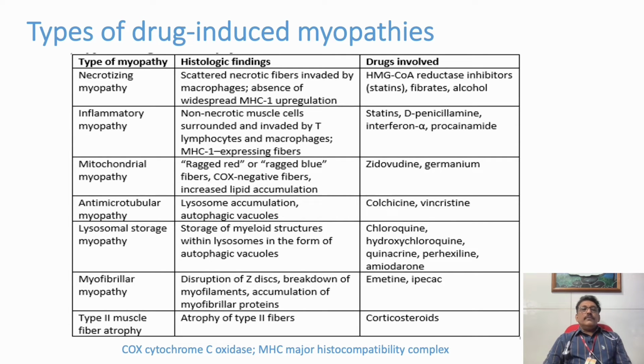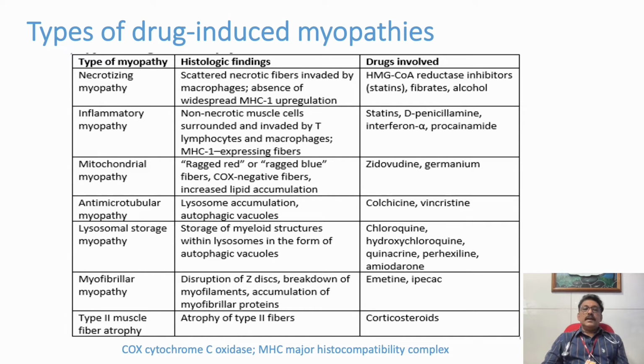Now there are a lot of drugs that can produce polymyositis. In that, most important is always HMG-CoA reductase inhibitors, that is statins, and fibrates. Alcohol can produce polymyositis. D-penicillamine can produce polymyositis. Interferon alpha can produce polymyositis. Procainamide. Zidovudine is one important drug in anti-HIV medicine, can also produce proximal muscle weakness, wasting, tenderness, all these things.